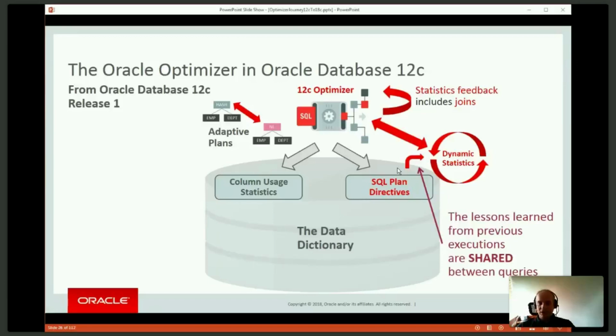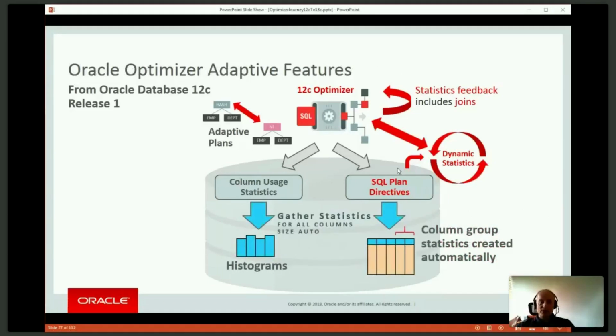And again, I'm going to cover what's changed and what we've done about that as well. Okay. The other thing of note is that not only do we create histograms if you gather statistics for all column size auto, when you gather statistics, we will also create column group statistics based on SQL plan directives. What that means is that, for example, if we see that there are correlations in values between columns, we will create column group statistics.